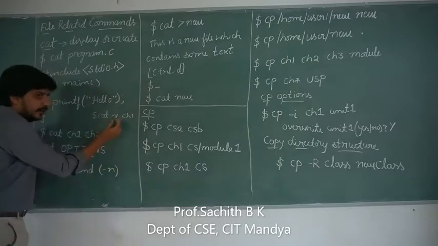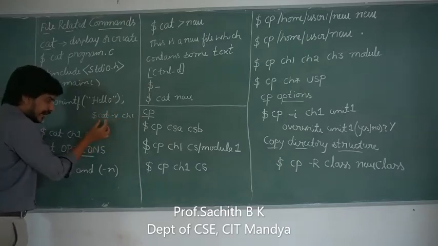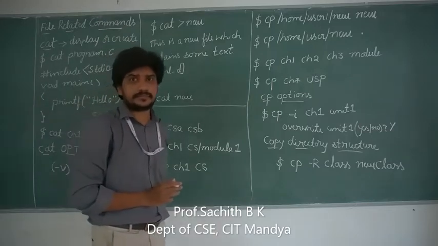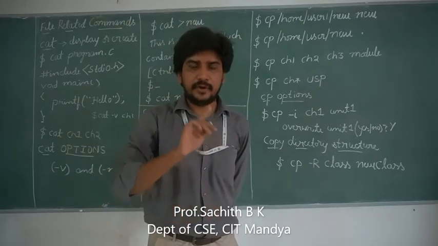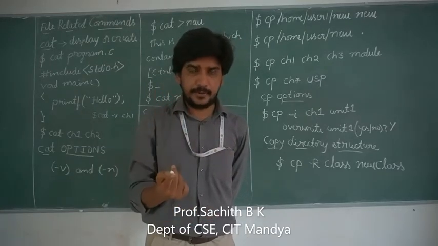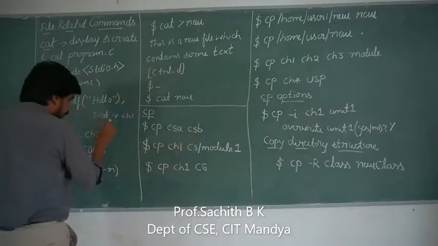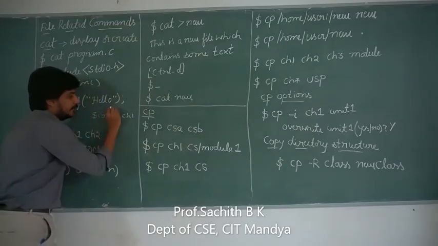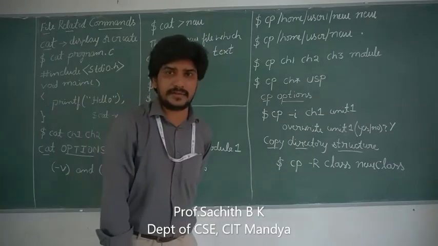So -v is an option. It is a special type of argument. Whenever you are using -v as an option with the cat command, it will display non-printable characters. ASCII values range from 0 to 255. If there are any non-ASCII characters beyond that range, those characters also can be displayed if you are using the option -v. If you are not using the option -v, it won't display the non-ASCII characters.